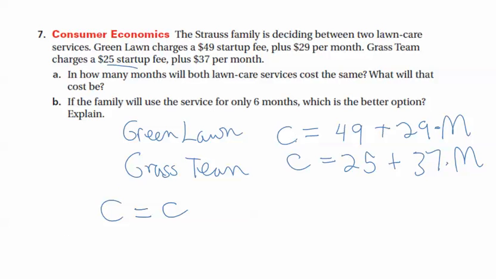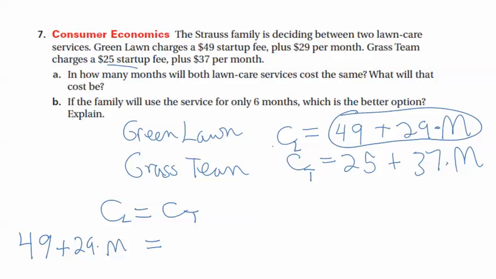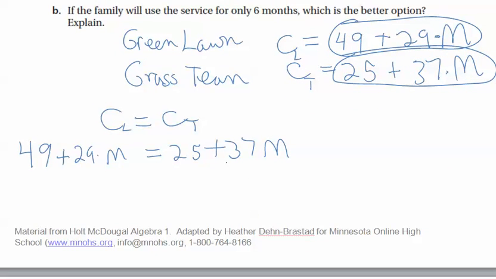The first C, Green Lawn, I'll call CL and this CT. They want to know when these are the same. CL is 49 plus 29M, and CT is 25 plus 37M. So we're going to set these two equations equal to each other and solve for M, and that would be the number of months at which it would be the same price either way. So let's move the 29M over here so that we get all our M's together.